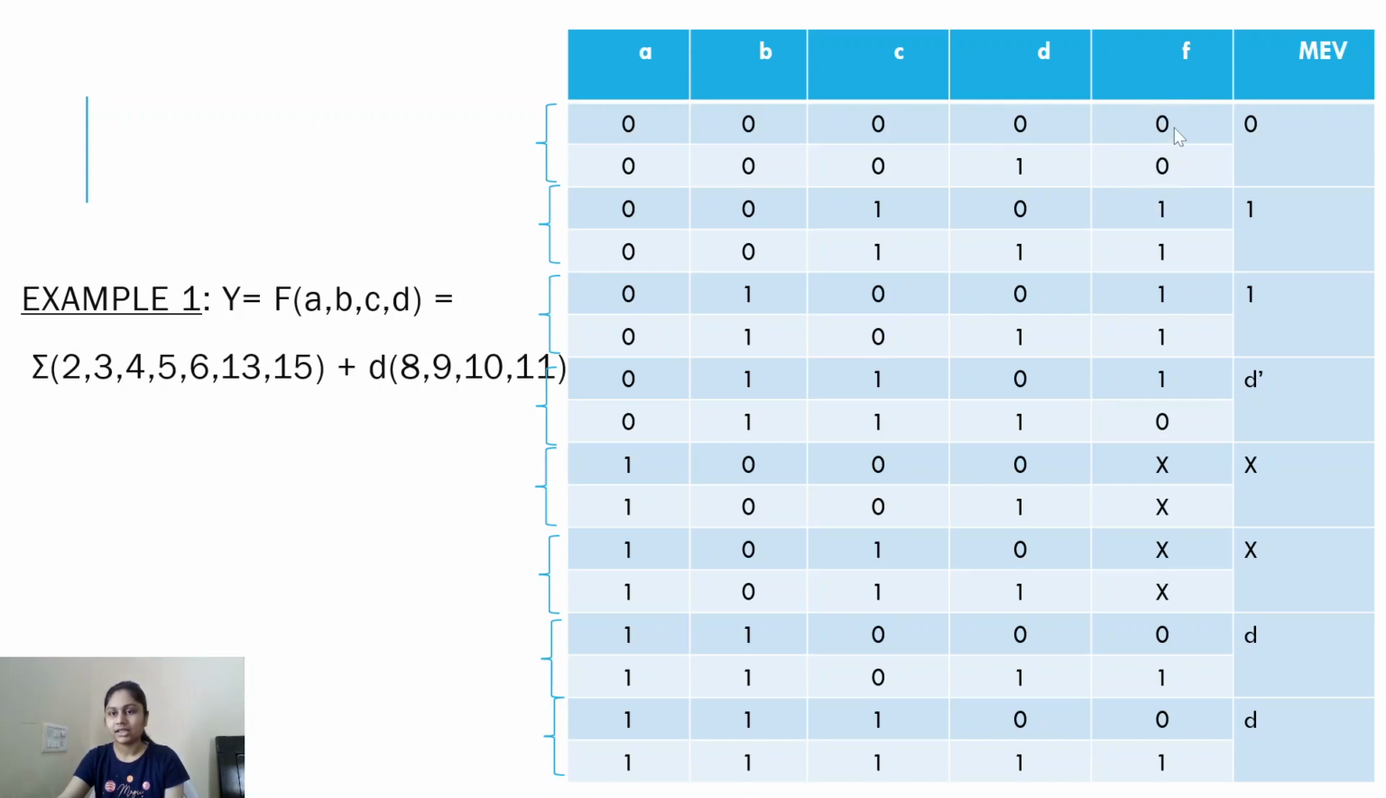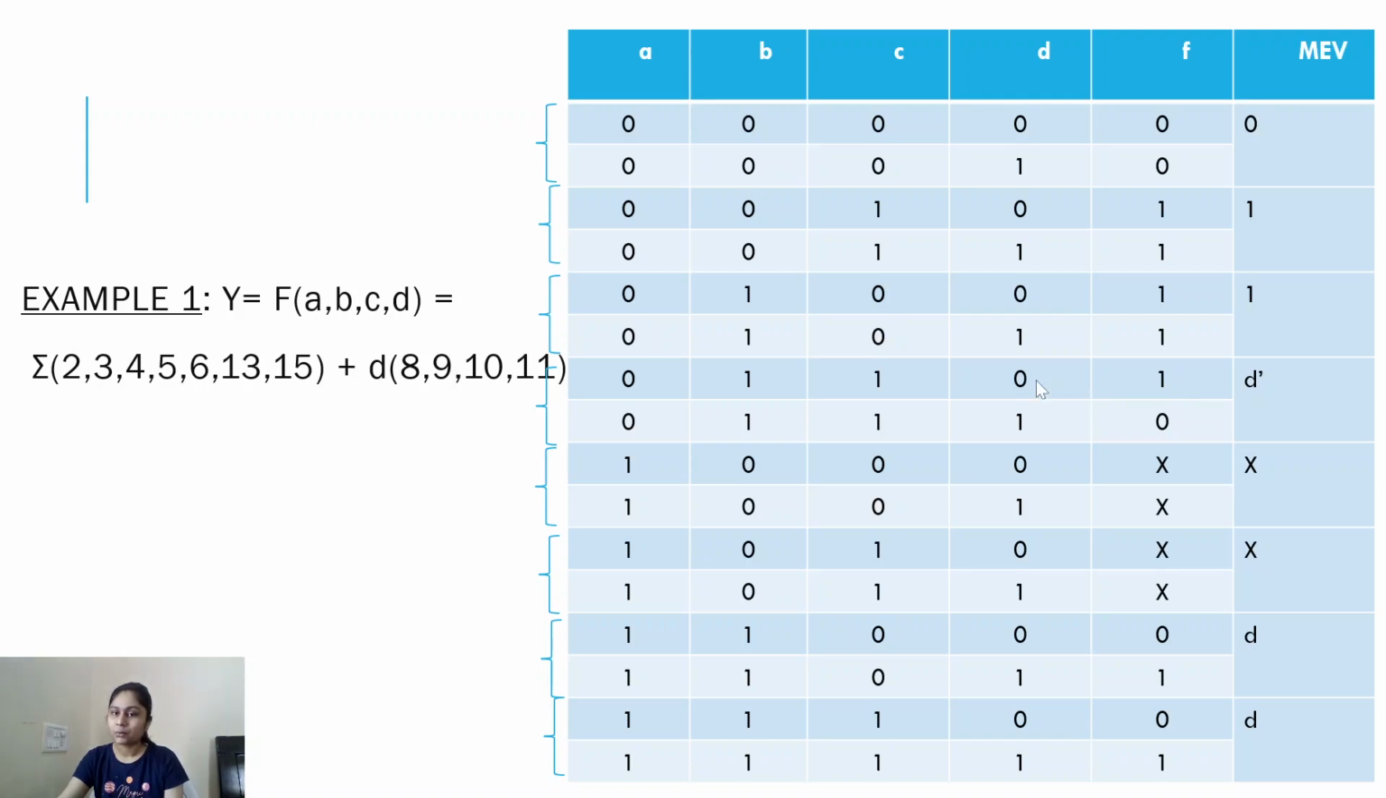Here we have 0 and 0. So this means that irrespective of the value of d, our function is 0. So our map entered variable will be 0. Next we have 1 and 1. This means that irrespective of the value of d, our function is going to be 1. So this gives us the map entered variable to be 1. Next we have 1 and 1 which gives MEV to be 1.